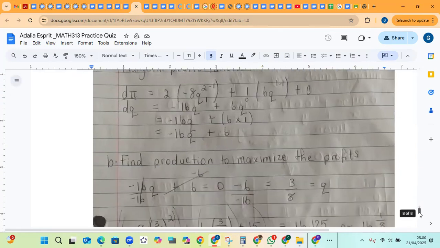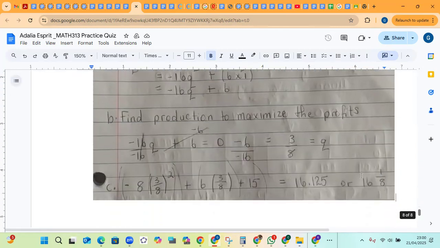So for part B, we've got to equate the marginal function to 0. So minus 16q plus 6 is equal to 0. And we are going to solve for the value of q. 6 was subtracted on both sides to get a negative 6 on the right side. And then now we divide by negative 16. Negative 6 divided by negative 16, and it simplifies to 3 over 8. So this is correct so far.